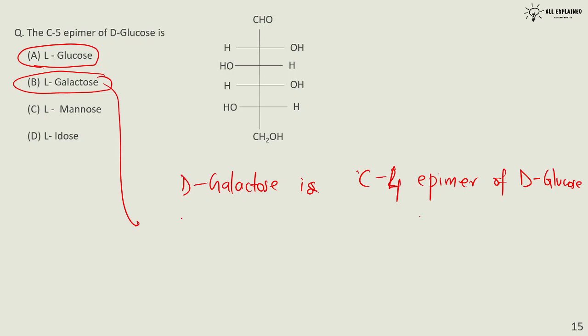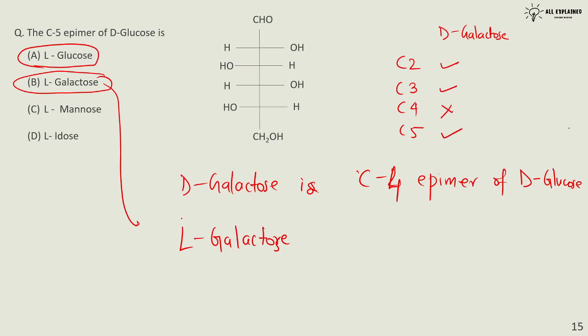So what about L-galactose? How would it relate to D-glucose? If you see carbons C2, C3, C4 and C5 and compare D-galactose with D-glucose, then C2 will be matching, C3 will be matching, C4 will not be matching, and C5 will be matching. I'm talking about the configuration of the chiral carbons. So if we reverse all of them and think about L-galactose, then in comparison to D-glucose, C2 will not be matching, C3 will not be matching, C4 will be matching, and C5 will not be matching.